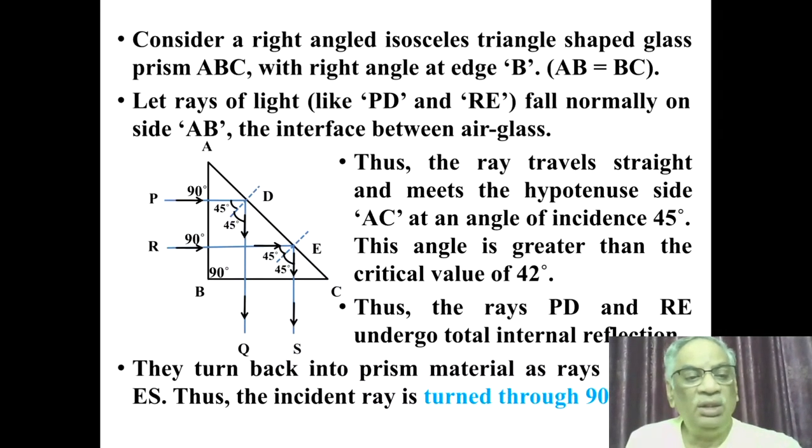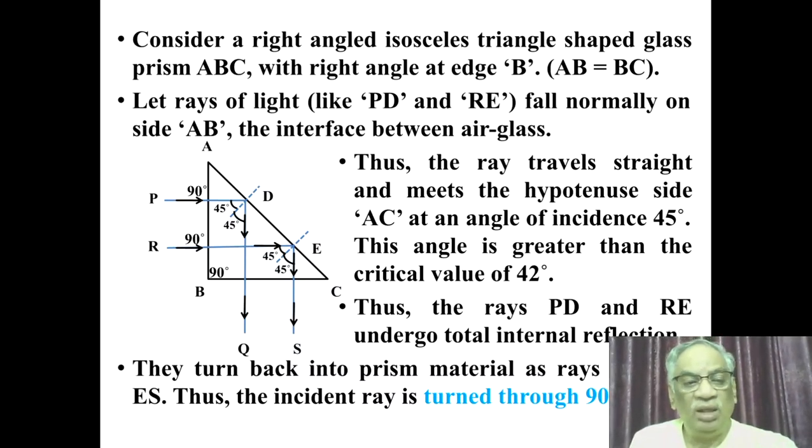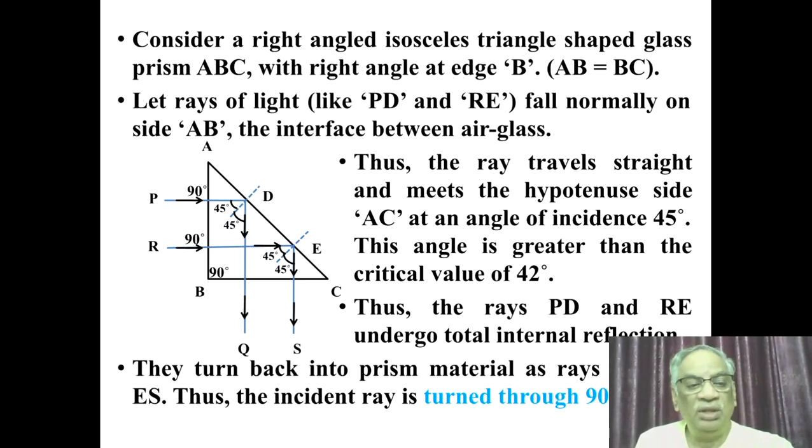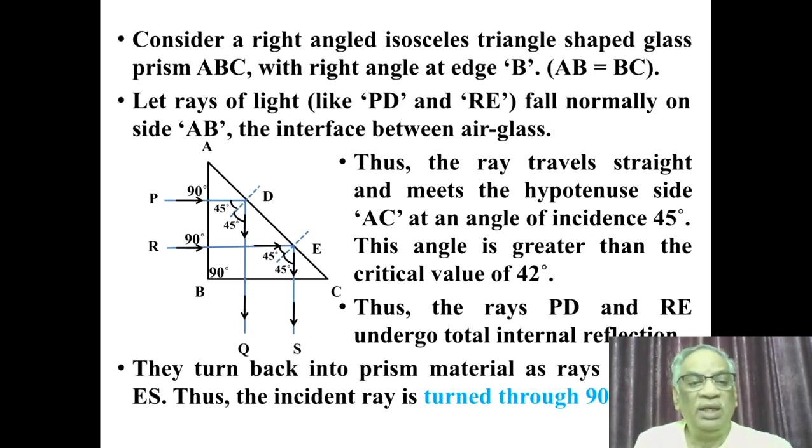Now we can see that because of total internal reflection, the light passing through a right-angled isosceles triangle can turn through 90 degrees and 180 degrees. Let us examine these situations. Consider a right-angled isosceles triangle shaped glass prism ABC as shown in this slide.